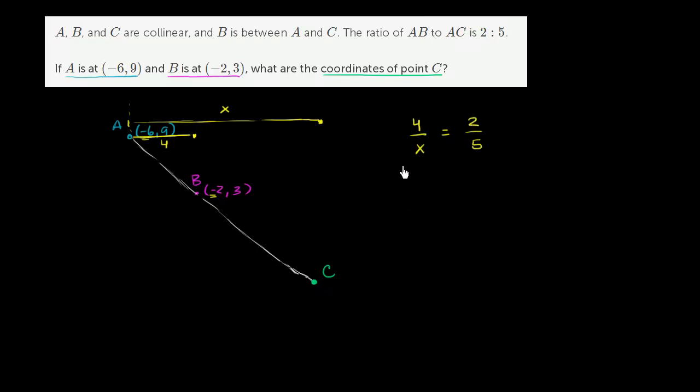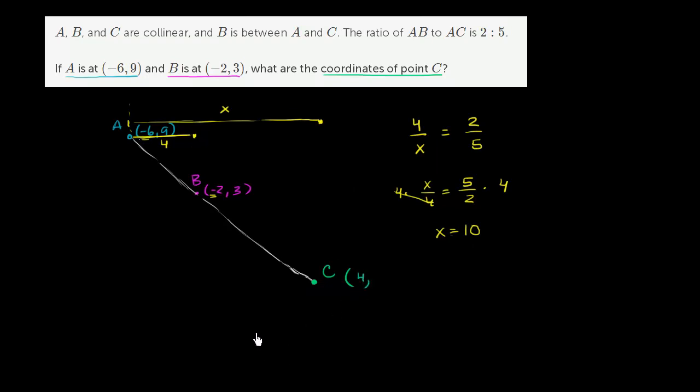Now to solve for x, a fun thing might be to take the reciprocal of both sides. So x over 4 is equal to 5 over 2. We could multiply both sides times 4, and we are left with x is equal to 5 times 4 divided by 2, which is equal to 10. So the change in x from A to C is going to be 10. So what does that tell us about C's x-coordinate? We could start with A's x-coordinate, which is negative 6, add 10 to it. Negative 6 plus 10 is 4. So we figured out the x-coordinate.